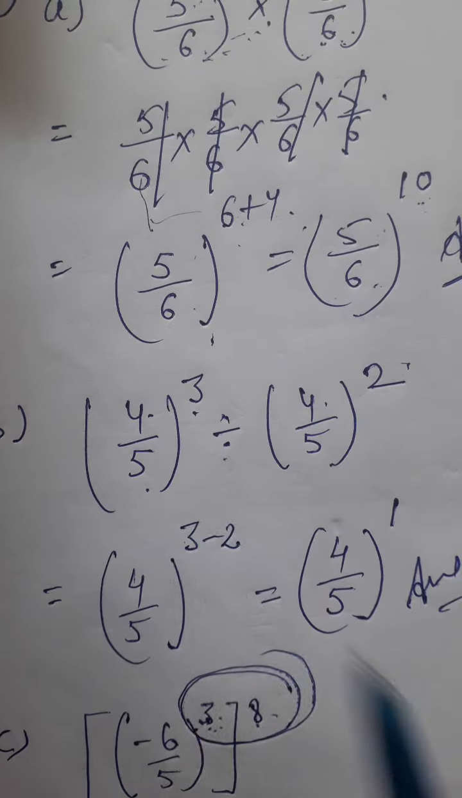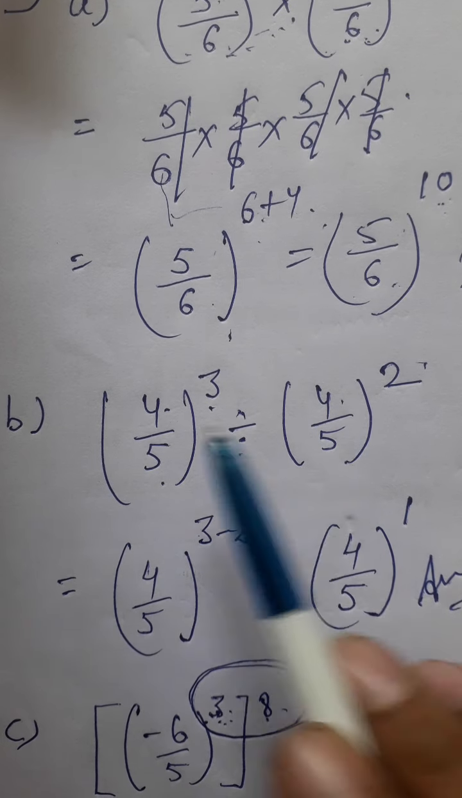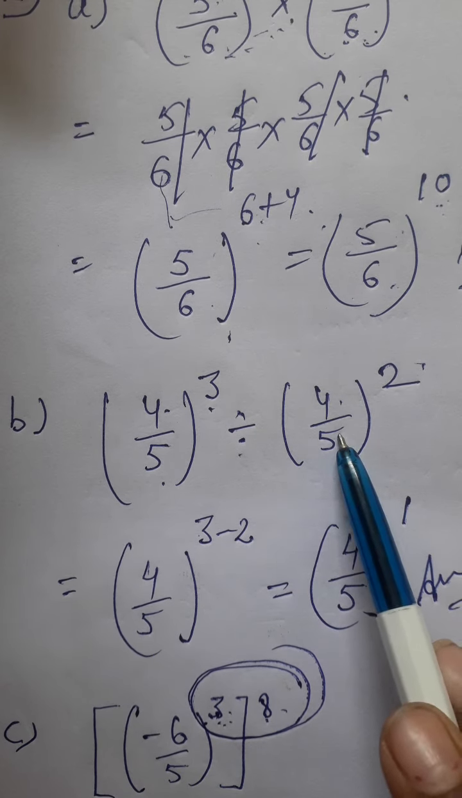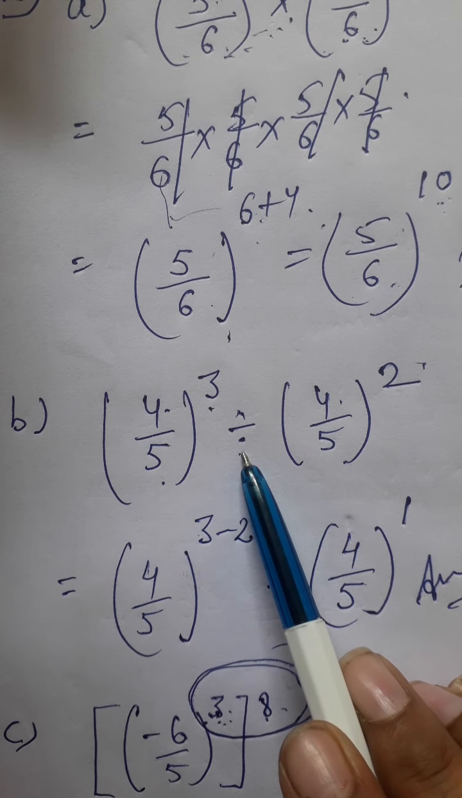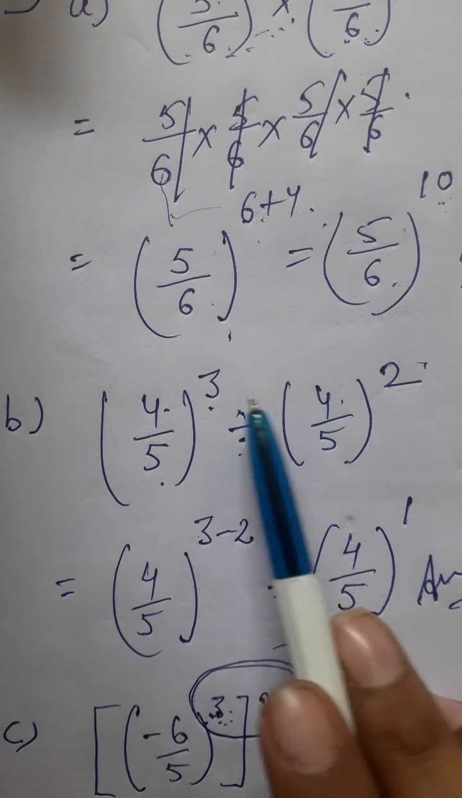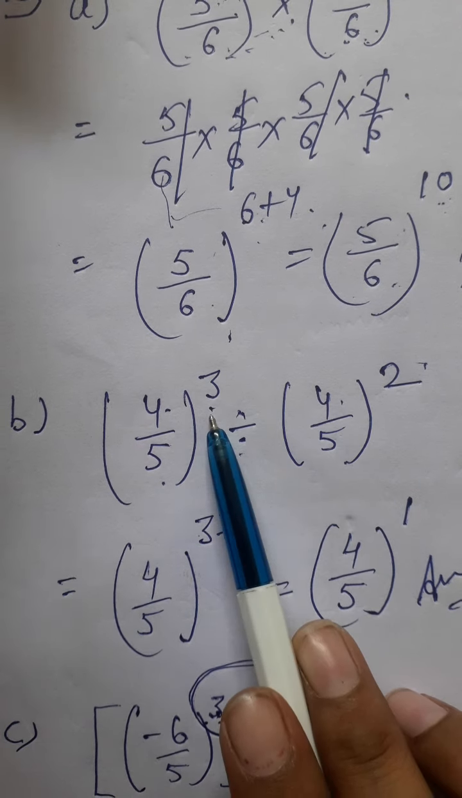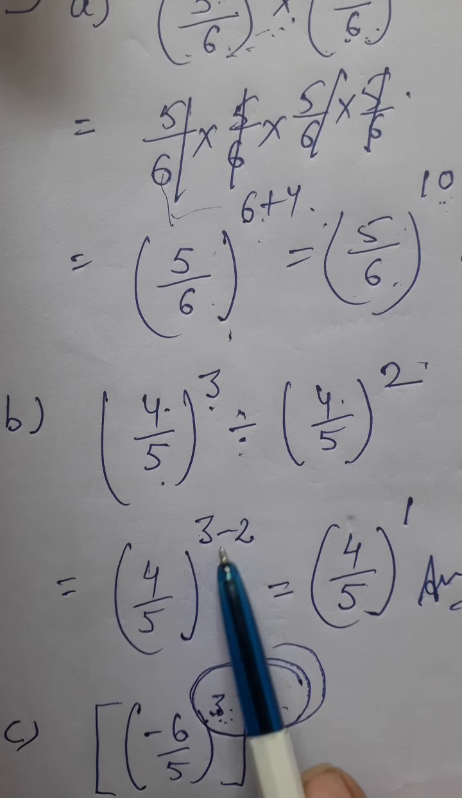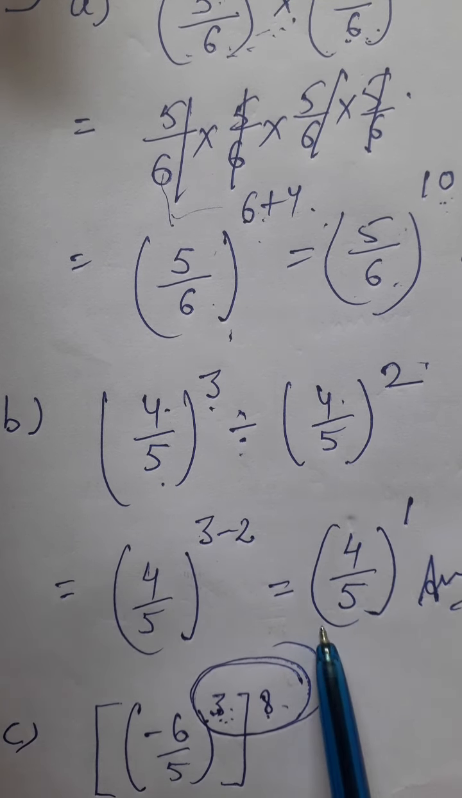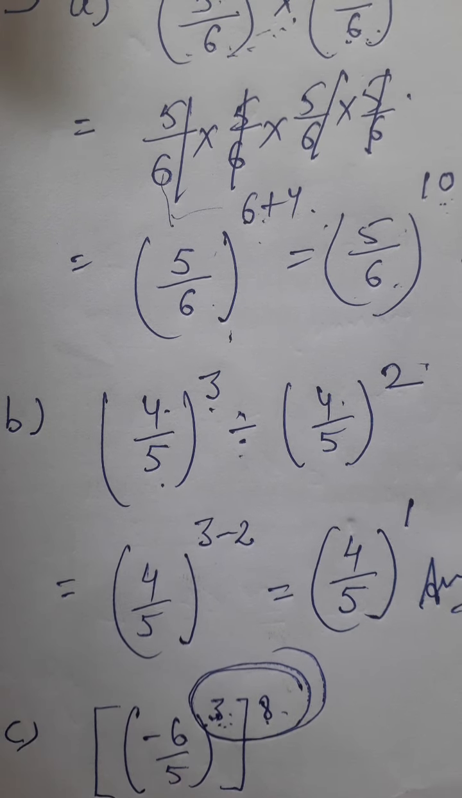In the B part, again they have given the same base, 4 upon 5, 4 upon 5, but the sign given is division. So when we are given the sign of division, we will always use the sign of minus. That's why in this question we have subtracted the terms, 3 minus 2. As we know, 3 minus 2 is 1. So 4 upon 5 having power 1 is the answer of this question.